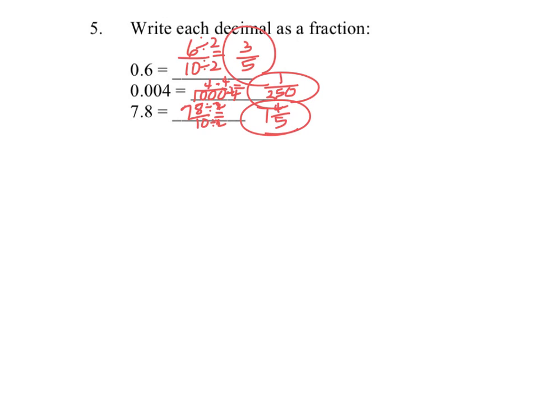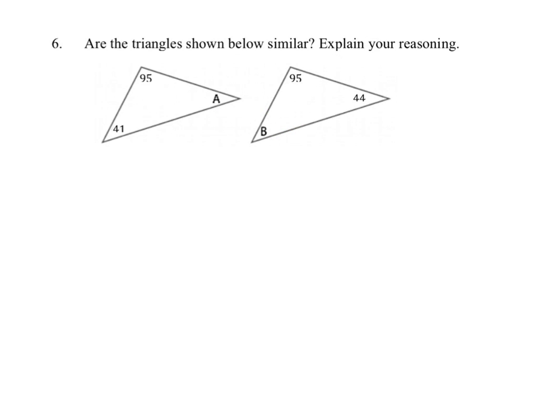Now you try question number 5 on your homework sheet. Number 6, are the triangles shown below similar? Explain your reasoning. In this figure, there is no information regarding the length of sides. All we have are the measurements of angles. So we can look at the measurement of the angles and see if they are congruent. If they are, then we can infer that they are similar.